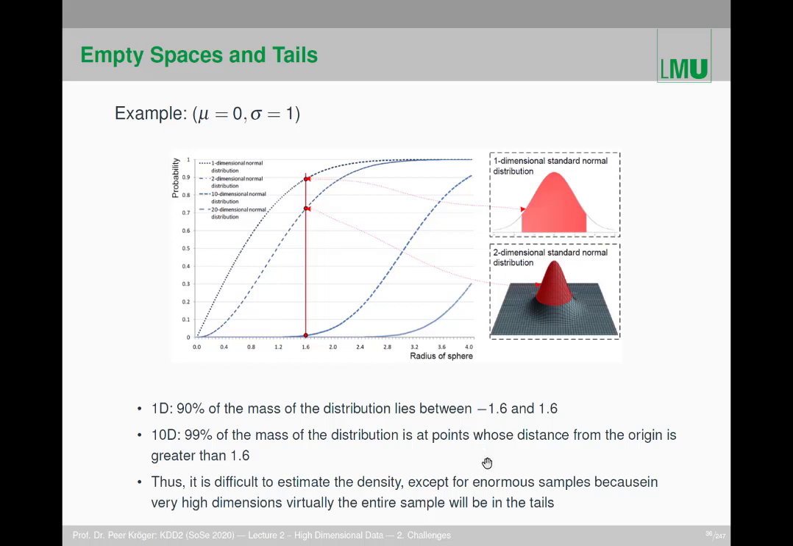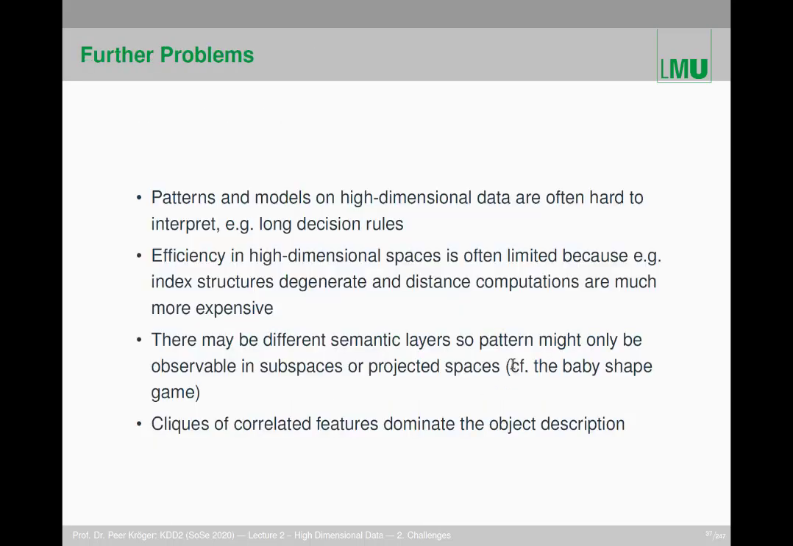Again, this is very important because it's extremely difficult to estimate density, except for enormous samples. In high-dimensional spaces we need virtually the entire sample at the tails, so it's hard to estimate the correct distribution. So tails now become important, and that's extremely unintuitive.